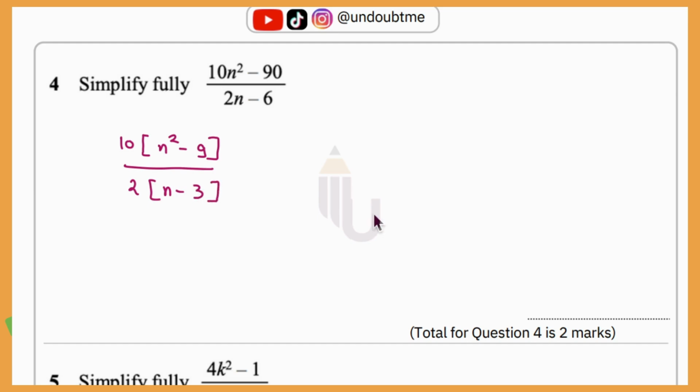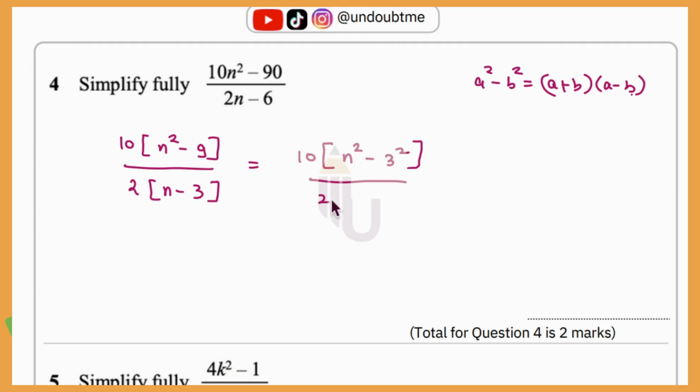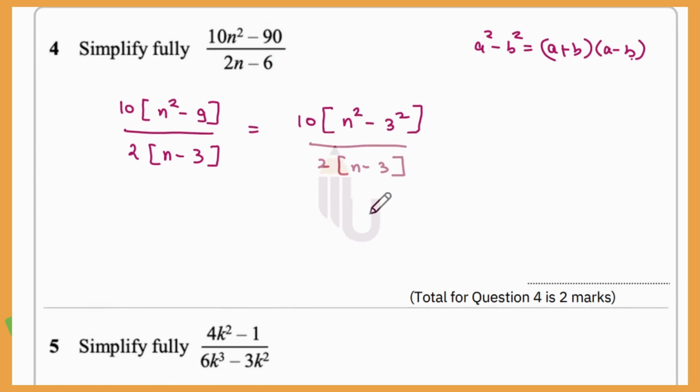Now we don't have any common factor, so you can think of the identity a square minus b square, which is a plus b, a minus b, and 9 can be written as 3 square. So in the numerator I have 10 times n square minus 3 square. This step is optional, it is just to make you understand what is happening. And then if we move further, we will get 10 times n plus 3 n minus 3 over 2 times n minus 3.